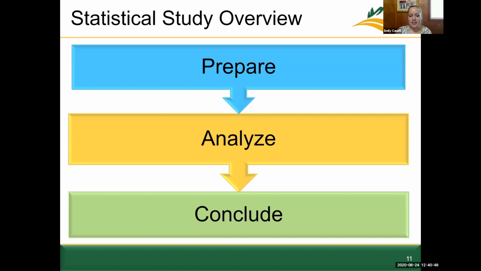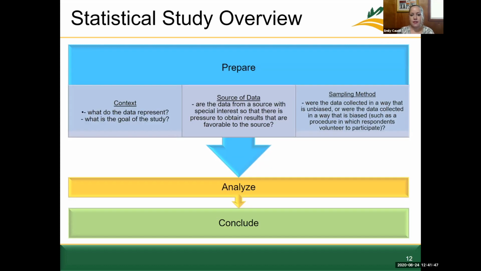Okay, so again, you'll start to memorize this just by seeing it so many times because of how the author likes to set it up. So we have our prepare, analyze, and conclude. With prepare, I'm going to be saying a lot of things, and as we actually practice, that's what will be the most important, but at least I want to introduce you here. So in prepare, we think of the context, the source of data, and the sampling method.